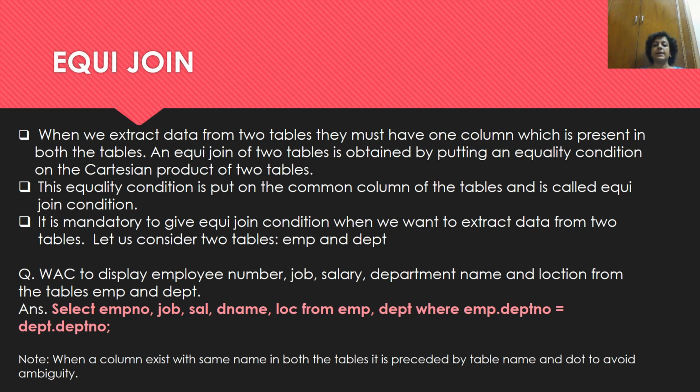Let us consider two tables emp and dept. To display employee number, job, salary, department name and location from the tables emp and dept, the command would be select empno, job, sal, dname, location from emp, dept where emp.deptno = dept.deptno. Here, employee number, job, salary and department number belong to table emp, and department name and location belong to the table dept. When a column exists with the same name in both the tables, it is preceded by the table name and dot to avoid ambiguity.